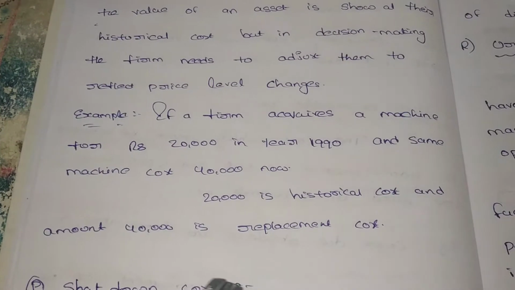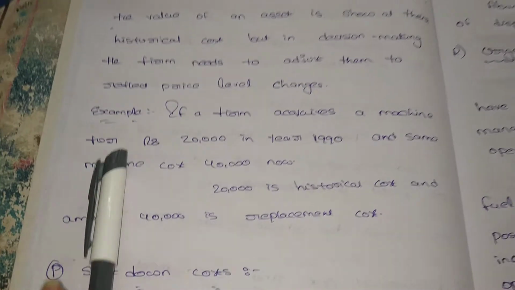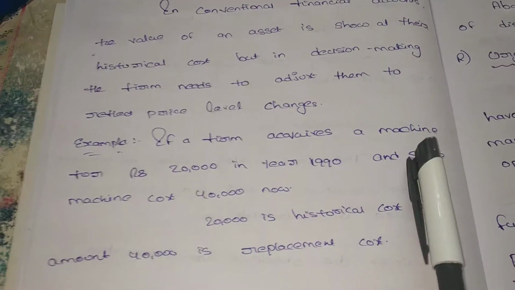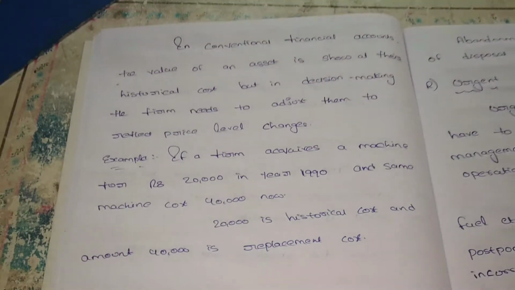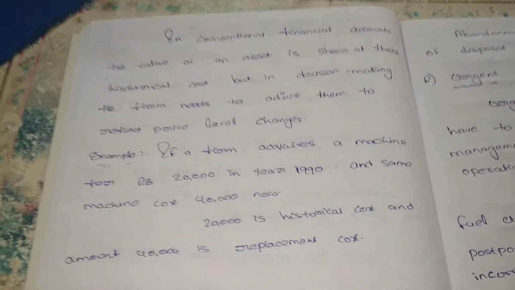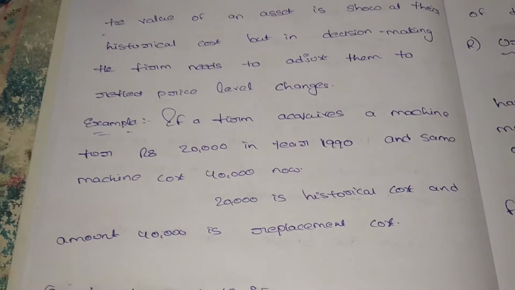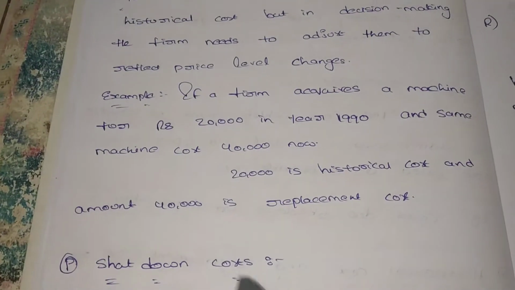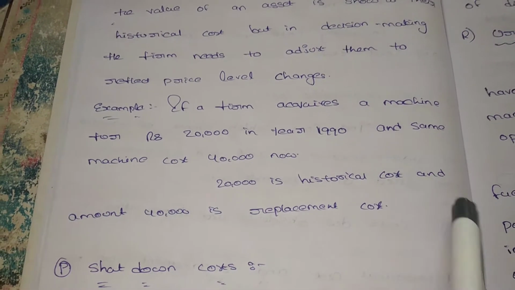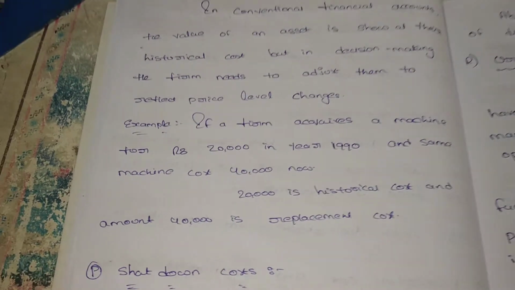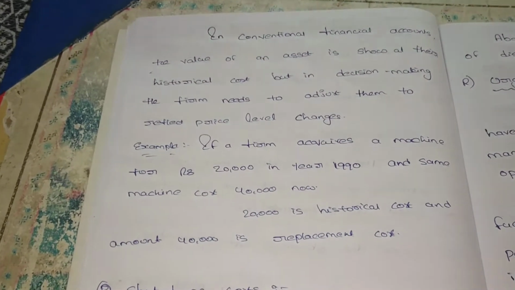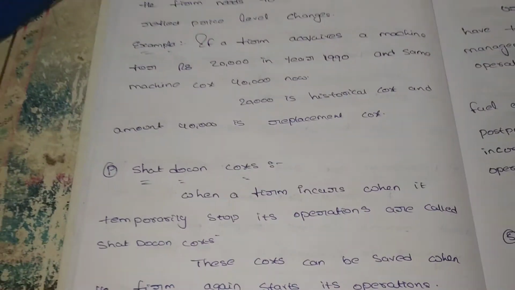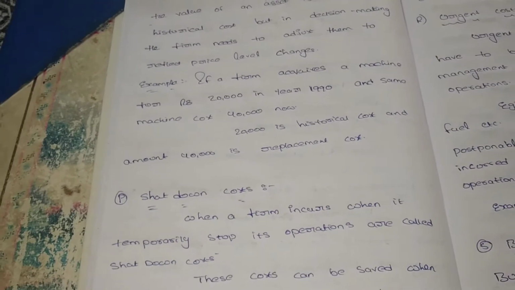See here, this example gives a clear view about what the historical cost is and what the replacement cost is. If any firm purchases a machine in 1990 for 20,000, and the same machine costs 40,000 now, then 20,000 is the historical cost and 40,000 is the replacement cost. I hope you understand what the historical cost and the replacement cost are.